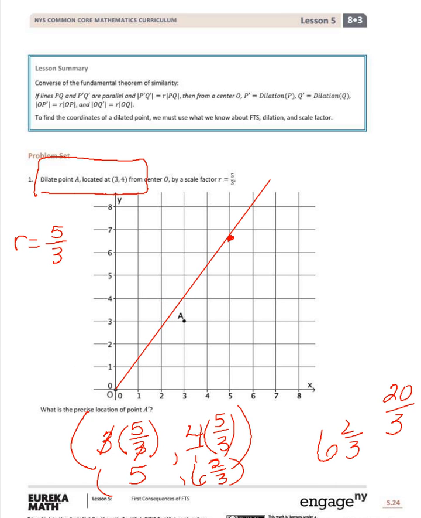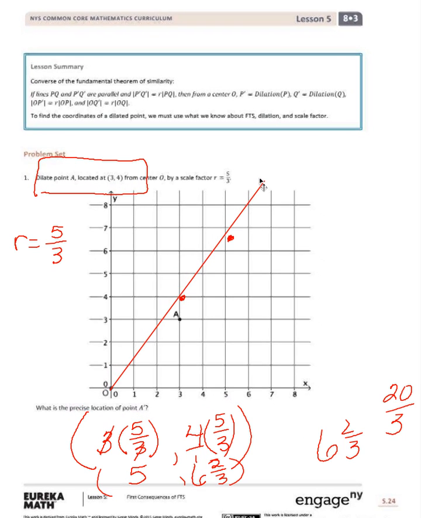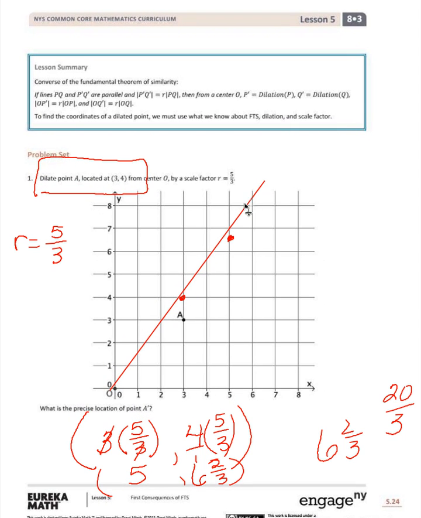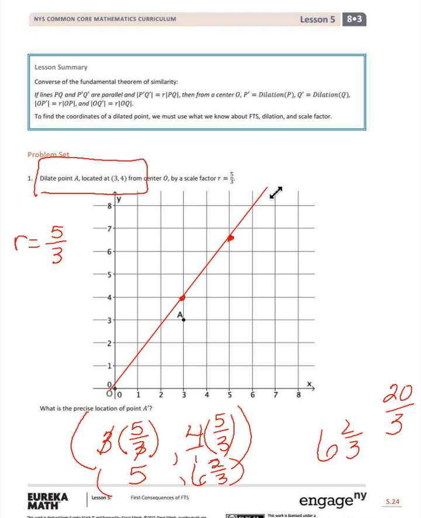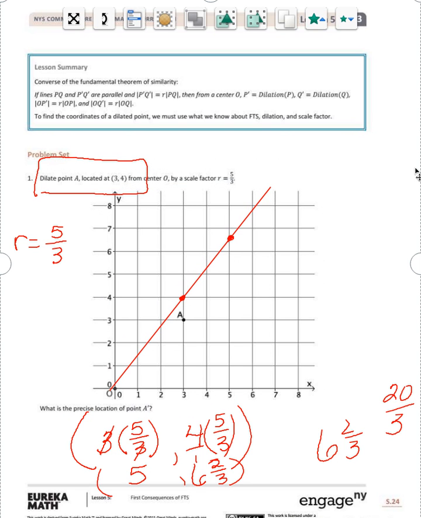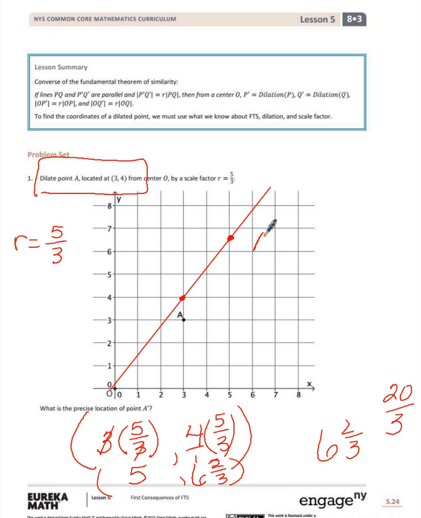I notice on mine that they have put mine at 3, 3 instead of 3, 4, because I was very concerned of why this didn't go through my line. Oops. That's not what I wanted. There we go. I know what I need to do. There we go. So there it goes through. And we see that A prime now is located right here.